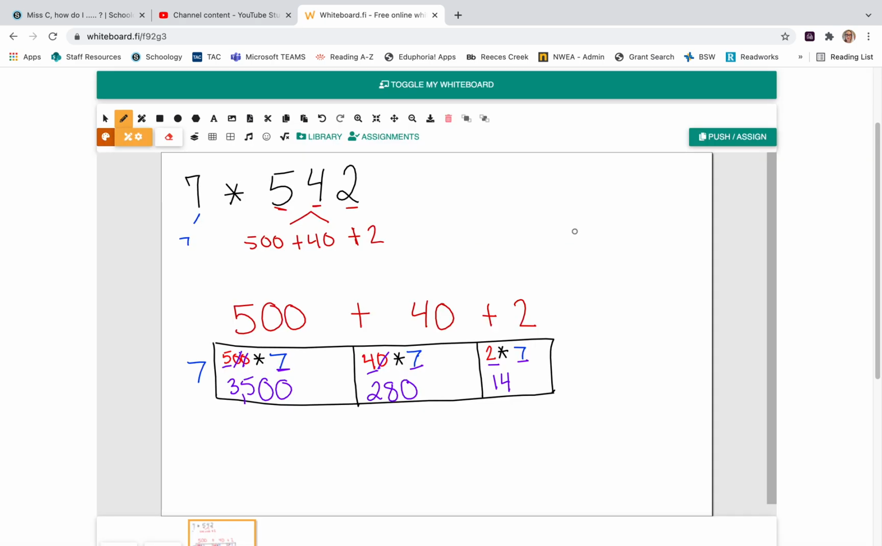Now for the last step, once again, we're going to come over here and we are going to add. All right, so I used my 3,500, so I'm putting a check mark. Next is 280. So that 2 in 280 goes underneath the 500. 80. Boom. Check mark. And my last number is 14.